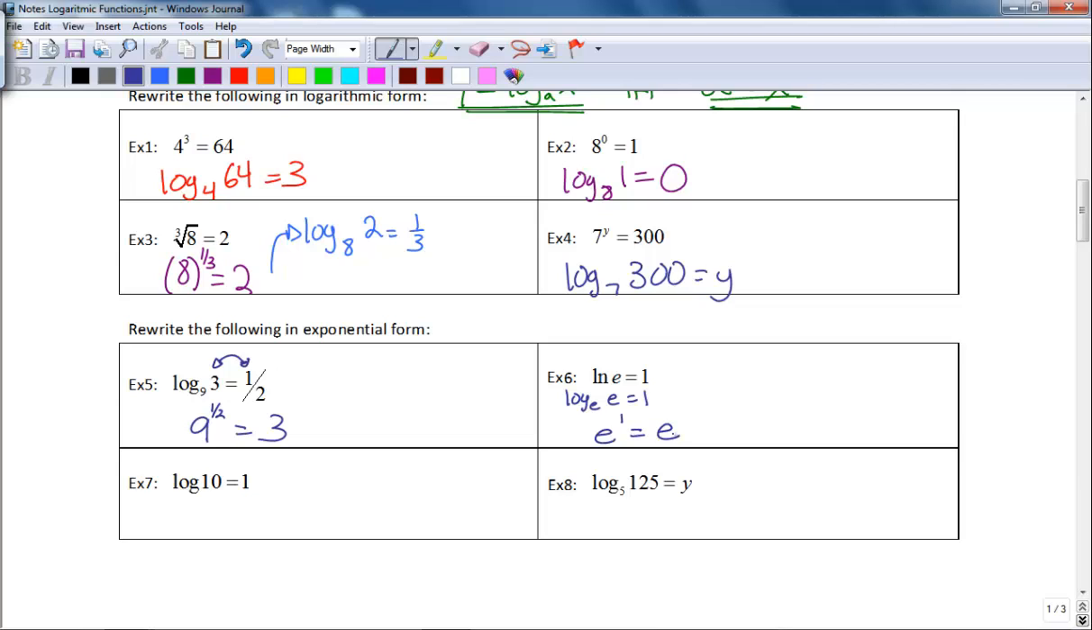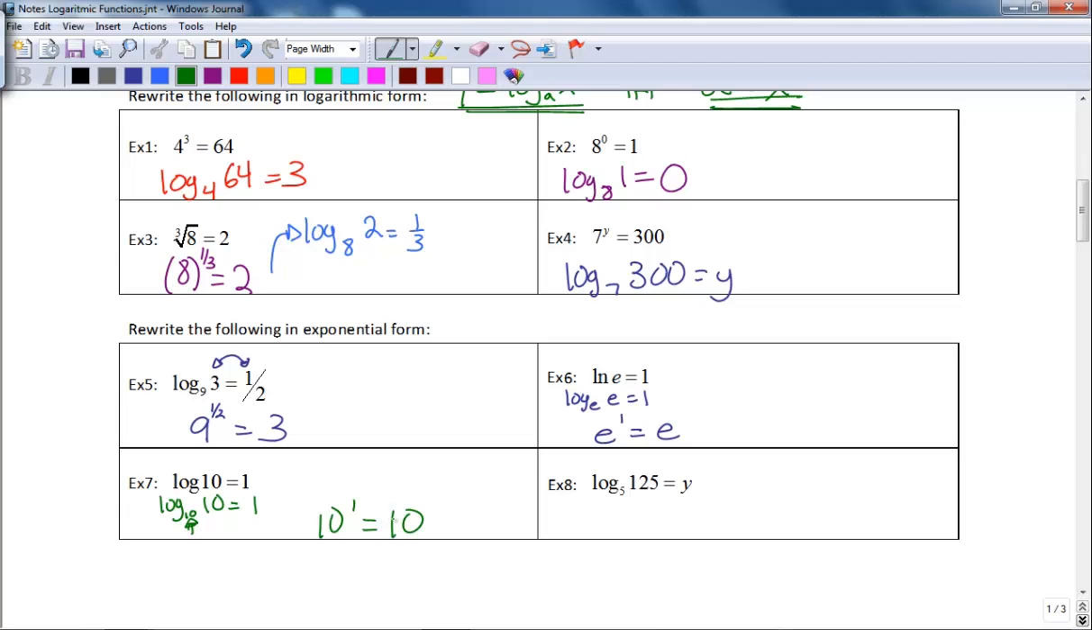Let's do example 7, which is similar. I have the log of 10. Well, again, I'm missing a base. If it says the word log and you're missing a base, that means log base 10. So the log base 10 of 10 is equal to 1. So what's your base? It's 10. And then you swap these two out. So 10 to the first power is equal to 10.